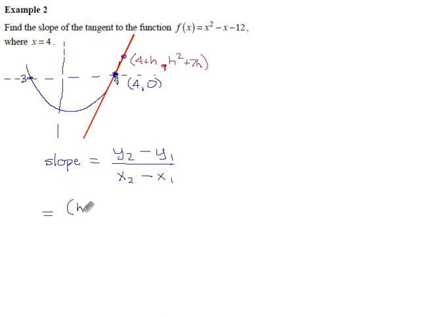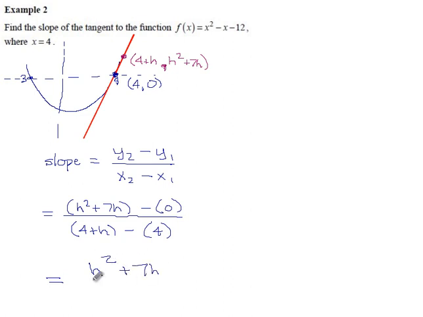y2 is h squared plus 7h, right there. y1 is 0. That's nice. x2 is 4 plus h. And the original x was just 4. So our slope is h squared plus 7h over, these 4's cancel, that happens a lot when you're doing these, just h. And so our slope is h plus 7.